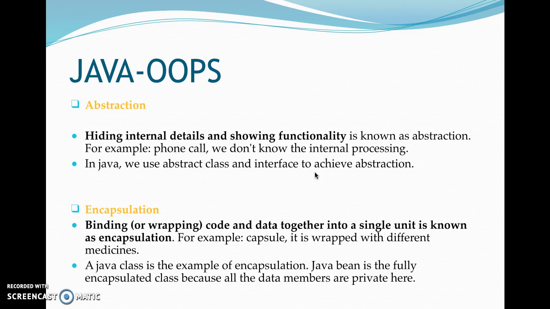In case of encapsulation, it is something like binding or wrapping the code or data together into a single unit, which is known as encapsulation. For example, a capsule is wrapped with different medicines. A Java class is an example of encapsulation. A Java Bean is a fully encapsulated class because all the data members are private here.